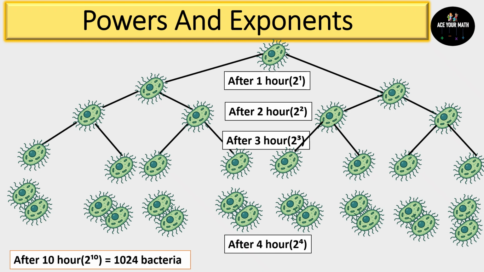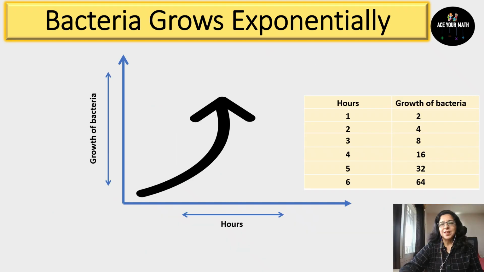Now we will also understand it through a graph. If you plot the graph of growth of bacteria per hour, then you will see a curve like this. So this curve indicates that the bacteria are growing exponentially. On the x-axis, I have shown hours, and on the y-axis, it is showing the growth of bacteria. So this curve indicates that the bacteria are growing rapidly.